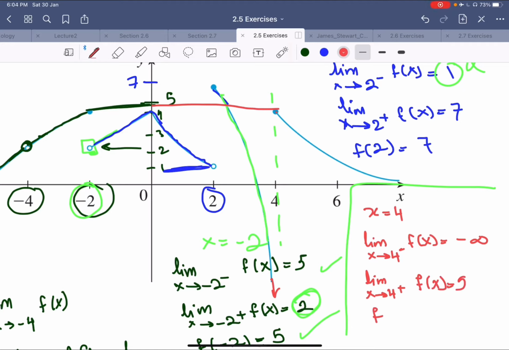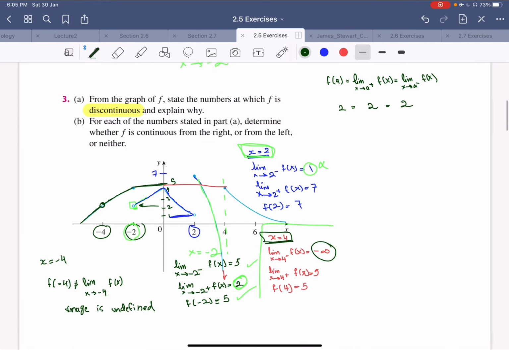And the image of 4 is also 5. So here we have something different as well. So f of x is continuous when x equals 4. So I'll count which f is discontinuous. State the numbers at which f is discontinuous.